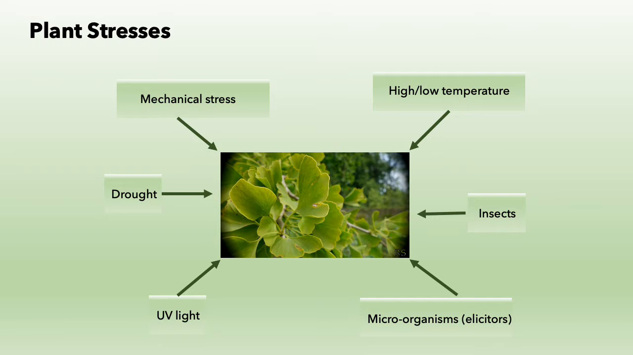So in this slide, I want to show you, we have a plant that's growing outside. Most of the time, the therapeutic effect in the plant is from secondary metabolites. A plant produces secondary metabolites when it is suffering from stresses. So you can have mechanical stress, high or low temperature stress, drought stress, UV, microorganism attack, and insects.